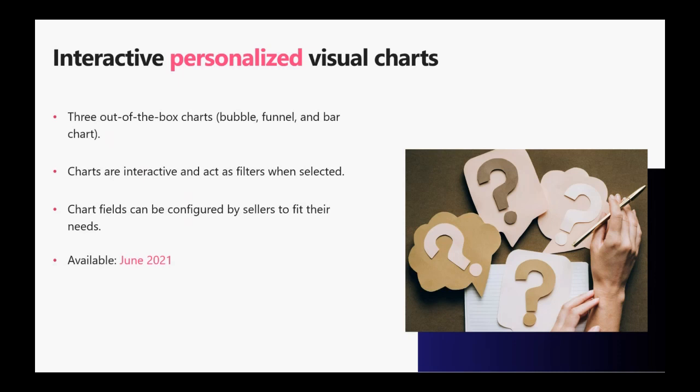Then if we mention the visual aspect of Dynamics again, we will get new visual charts. There will be 3 out-of-the-box charts: bubble, funnel, and bar chart. And the great thing here is that these charts will be interactive. They will work as a filter. So basically, when we implement them, with one click, salespeople will be able to filter through their records, opportunities, accounts, and such. Again, this is currently not yet available, but will be available in June 2021.